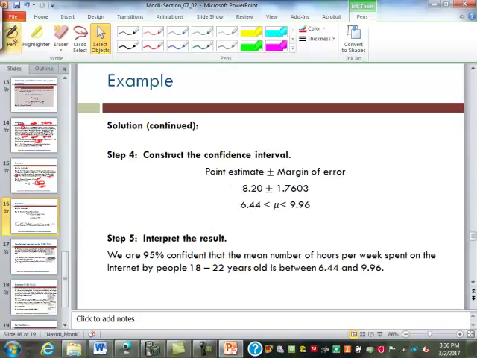So if we take 8.2 minus the 1.7603, just 1.76, we get 6.44. Take the 8.2 plus the 1.76, we get 9.96. So our interval is, this was 95%, so we are 95% confident that the mean number of hours for the population is between 6.44 and 9.96.